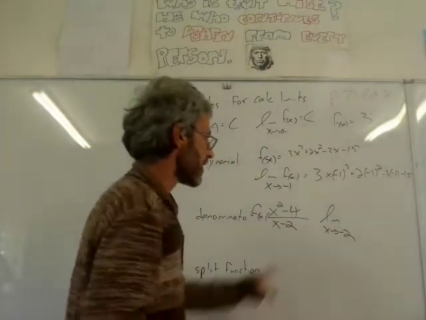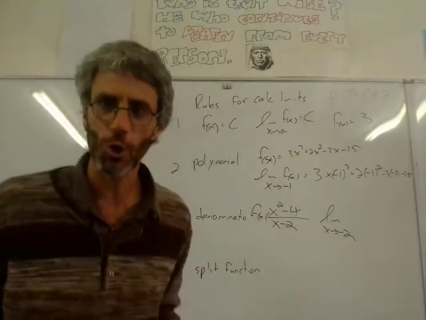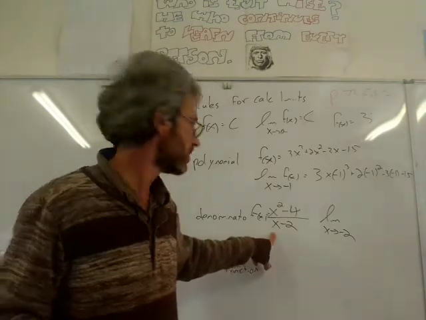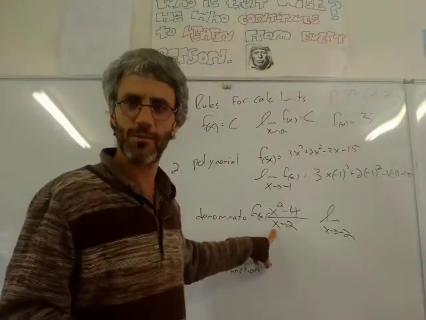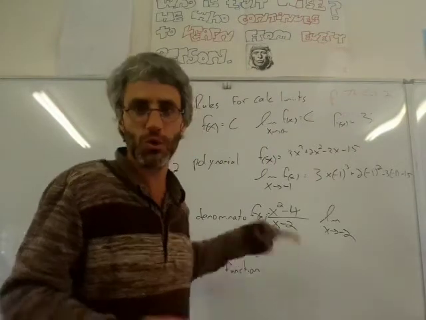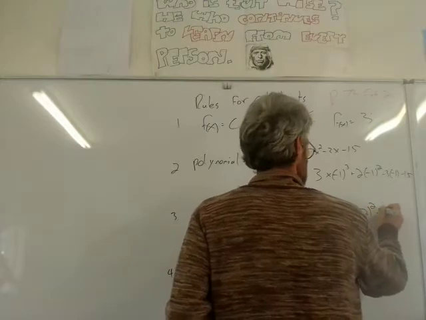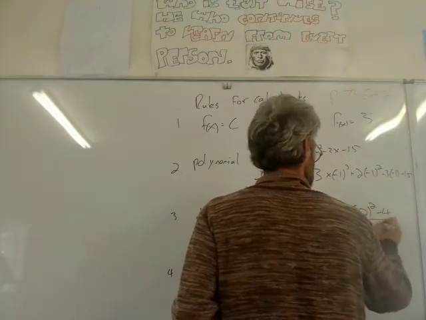Okay? Now, in this case, there is actually no problem, because I can substitute minus 2 here. There's no problem. I can substitute minus 2 instead of x. Minus 2 squared minus 4, divided by minus 2 minus 2.